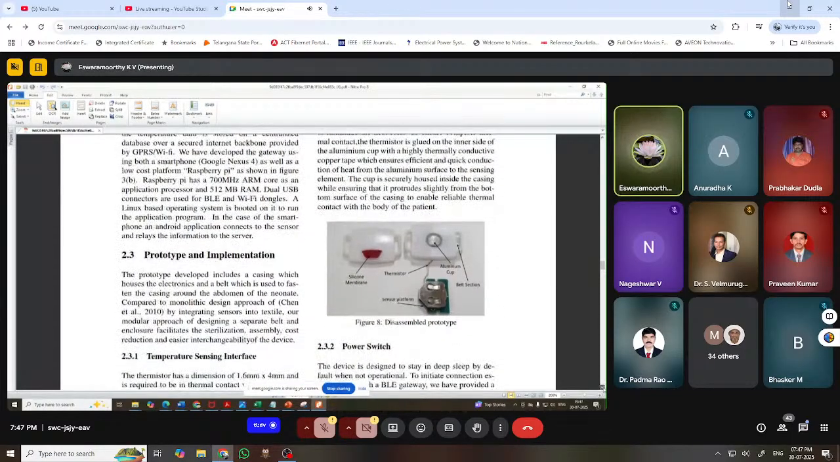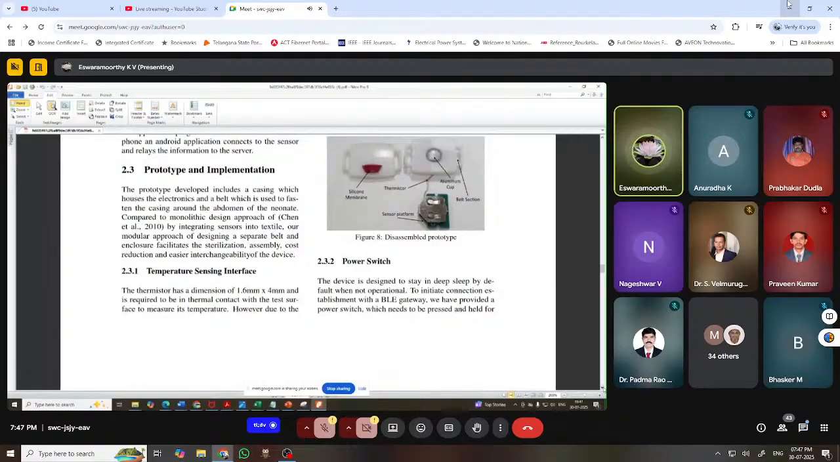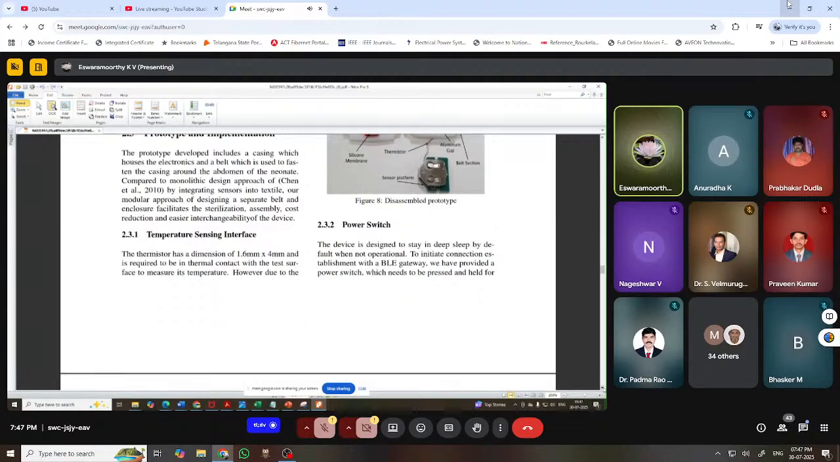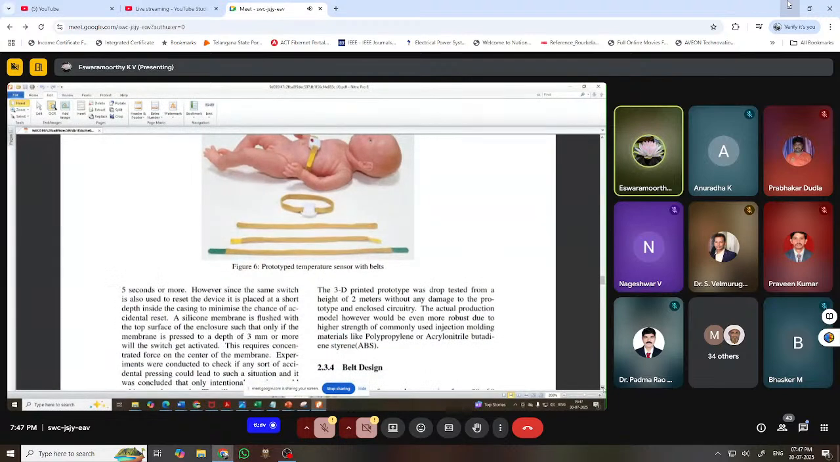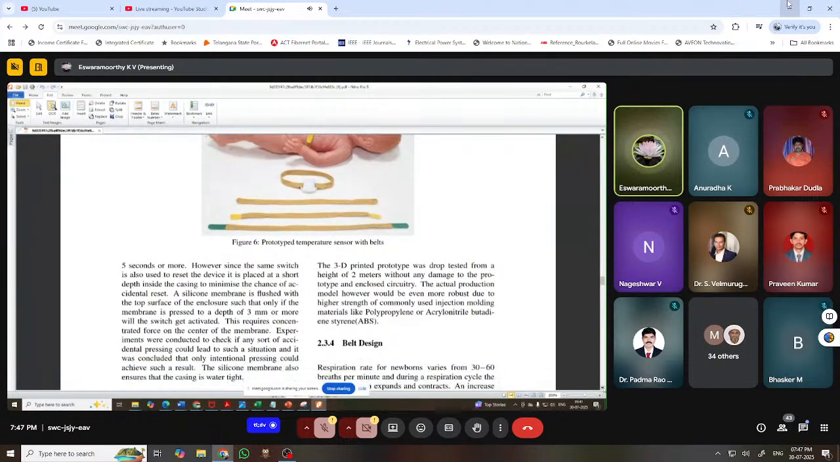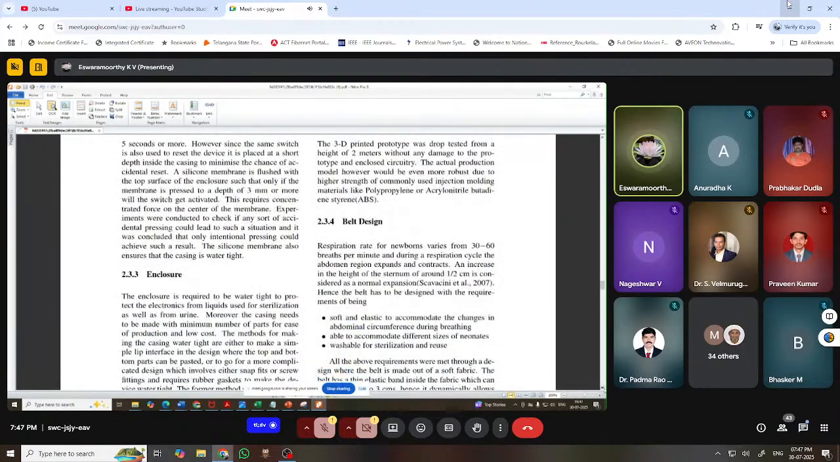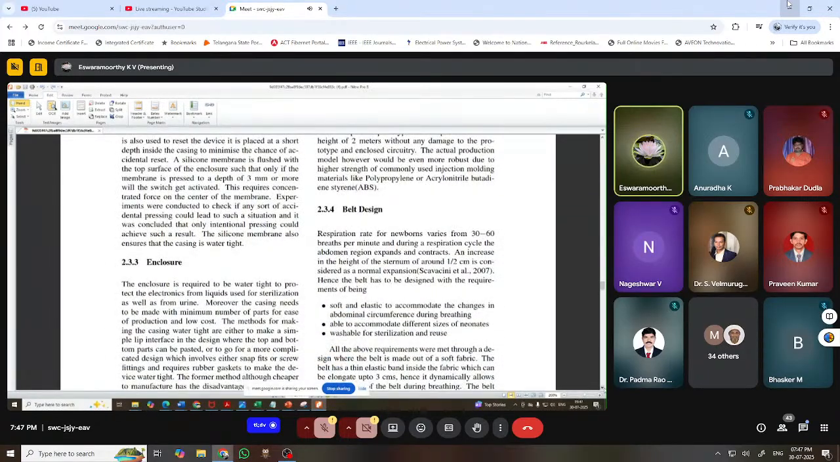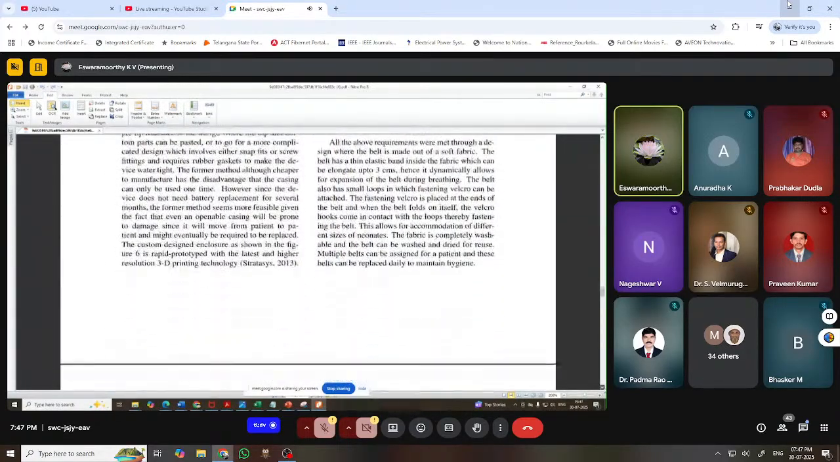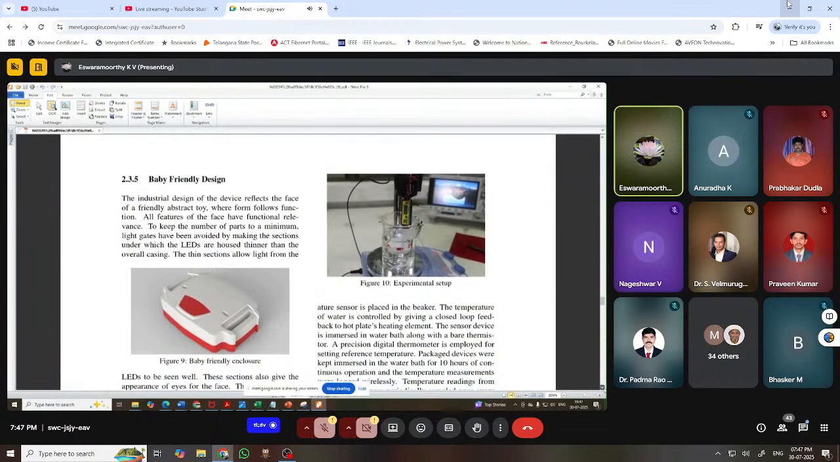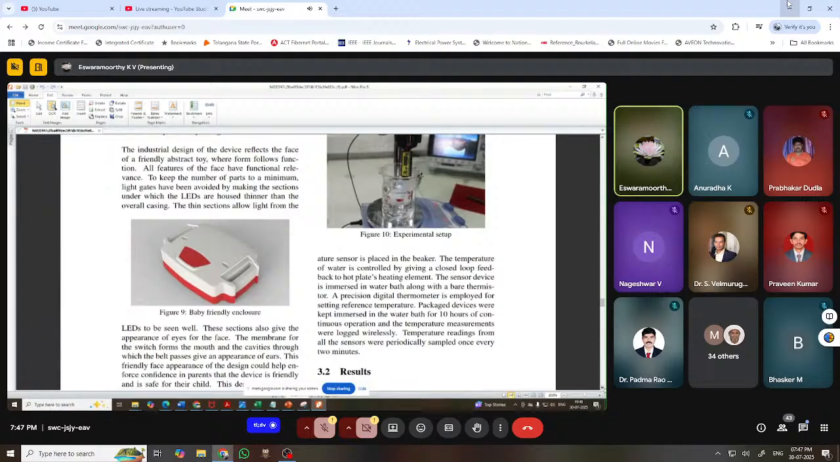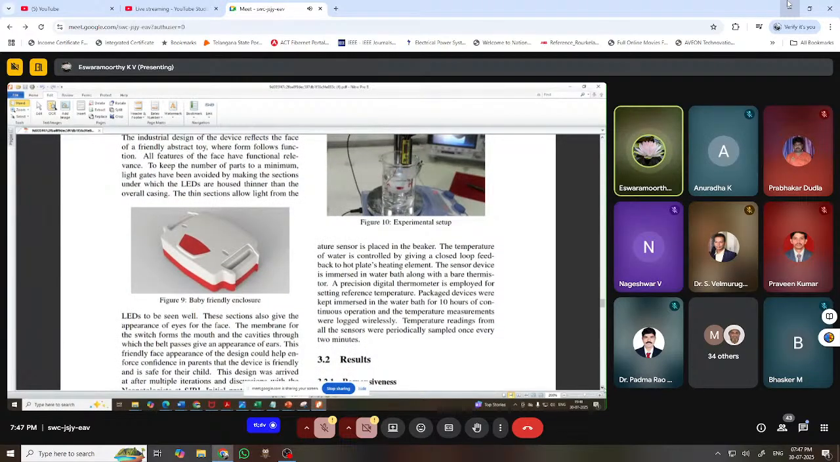So this is the prototype, and the power switch is also given to initiate the connections, and when it is pressed and held for 5 seconds it starts. And for different baby sizes, they have belts to wear it, a belt design also, right? And a baby friendly design. It should be baby friendly, and they have done some experiments on how it behaves.